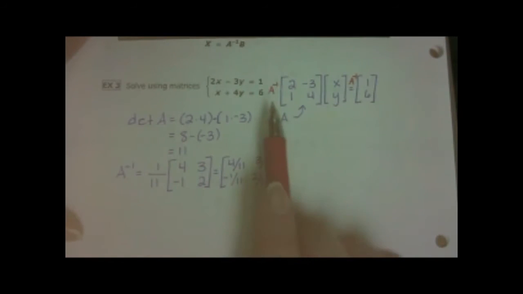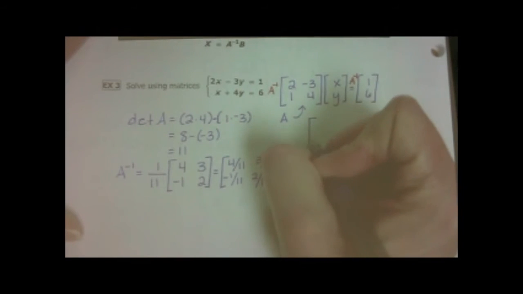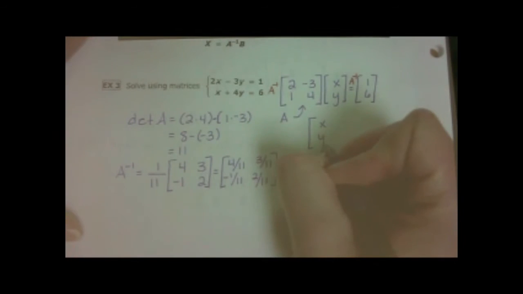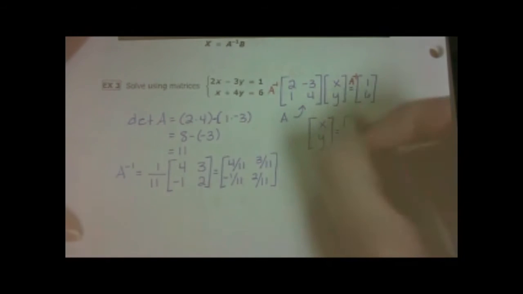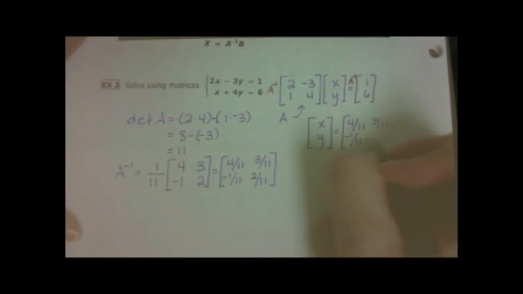When I do this and multiply A inverse times A, I get the identity matrix, and the identity matrix times xy equals xy. So on the left-hand side, I'm going to have xy. Now on the right-hand side, I'm going to have to do some multiplication. So let's put my 4/11, 3/11, -1/11, and 2/11 in a matrix, and then I've got 1 and 6.